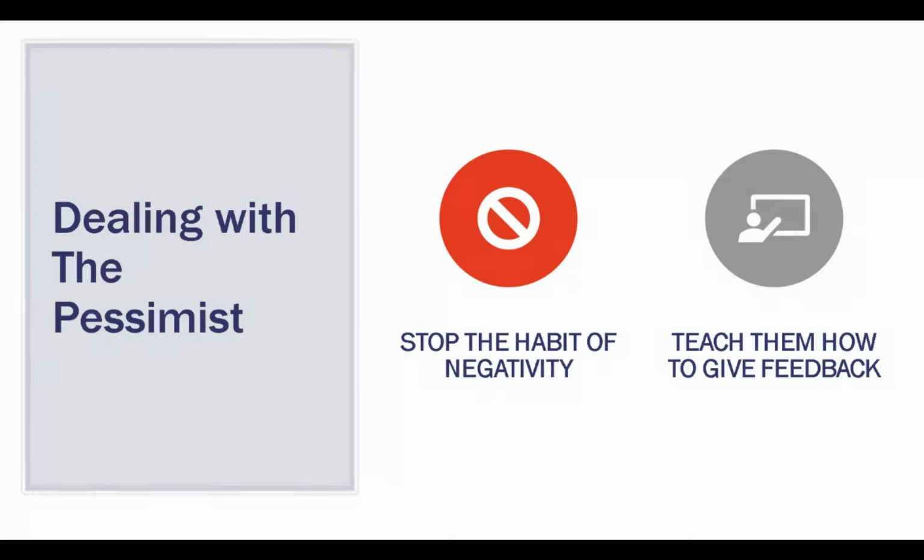Now, a tactic to try with the pessimist is to teach them how to give feedback. You know, we've all heard of the sandwich method, in which you sandwich a criticism between two pieces of positive feedback. Teaching the pessimist to use this method would temper their complaining, for one thing, and it might actually make them see the good side of things rather than always seeing only the bad side.